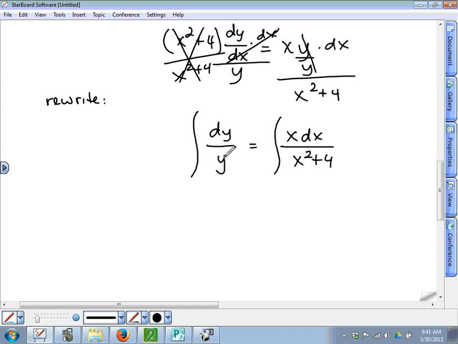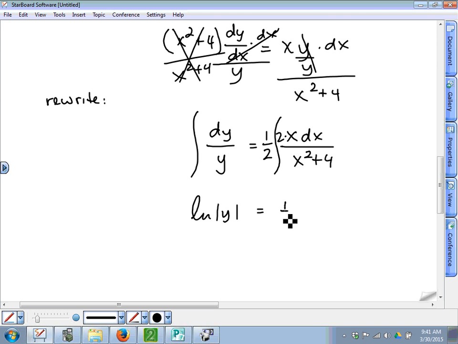What's the integral of dy over y? You should know this. Natural log of the absolute value of y. Well, and then this one's just going to be 2 times. We need to multiply it by a 2 here. This needs to be multiplied by a 1/2 out there. You guys following?